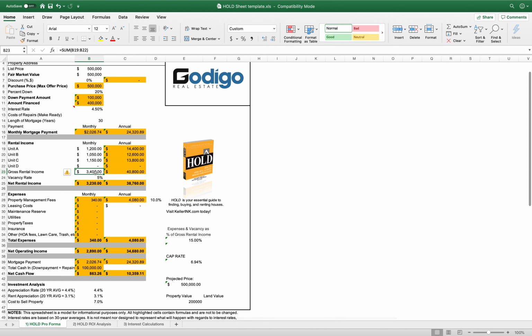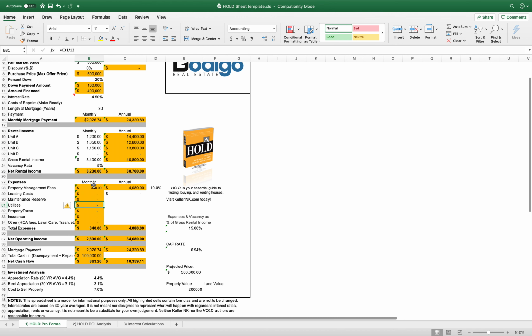So over here you get your gross income, and then you actually have to account for a vacancy rate, which in Seattle, at least most areas of King County, is about 5%. You can increase that if you want to be more conservative, but we're pretty comfortable, even in Tacoma, with a pretty low vacancy rate. So now our net rental income is $3,230. From there, we want to calculate all of the expenses.